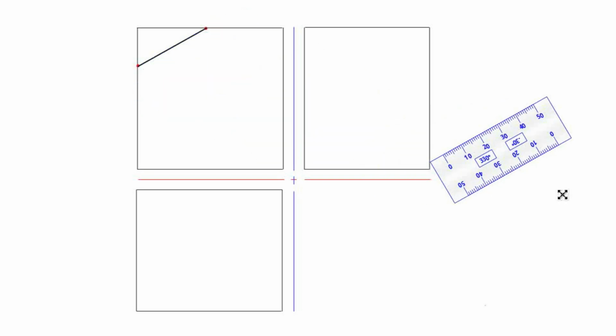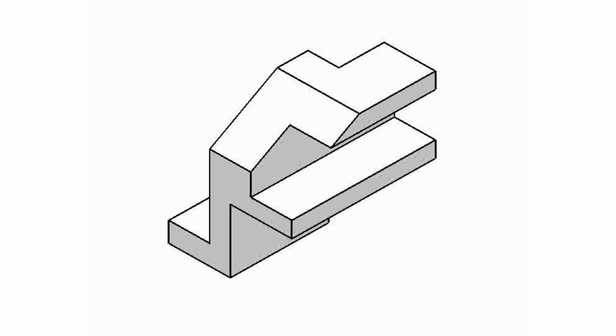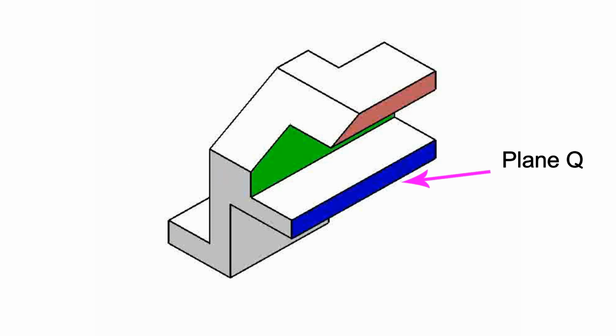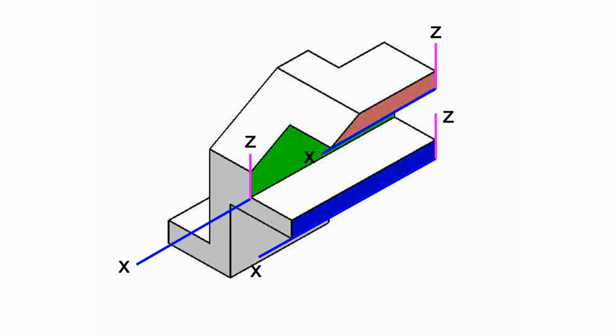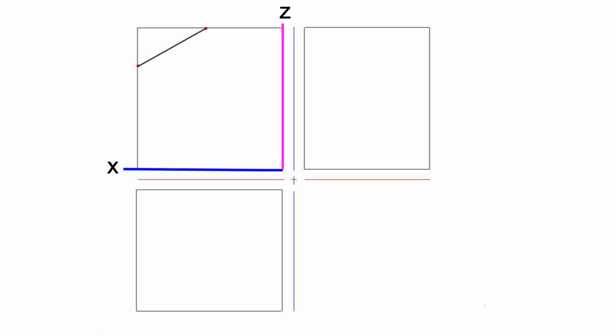Drawing the XZ planes. Now, after the inclined line, we can see three planes that lie on the XZ axis. Plane L, located above plane K. Plane K, located in the middle. Plane Q, located below plane K. All three of these planes are on the XZ plane. Since they are on the XZ plane, they are visible from the front. So, we draw them on the front view using solid lines.